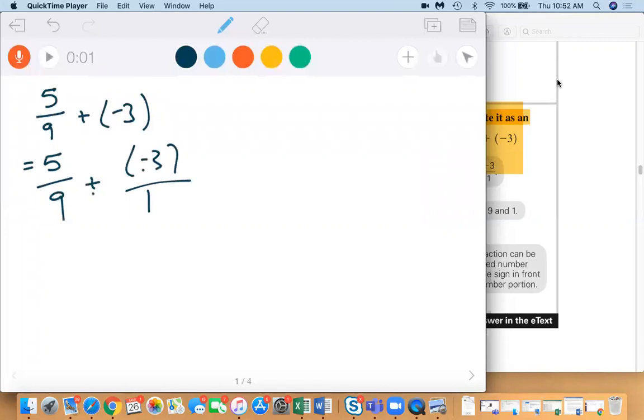It's the same thing as subtracting, right? All right, so we can also say that this is 5 over 9 minus 3 over 1.